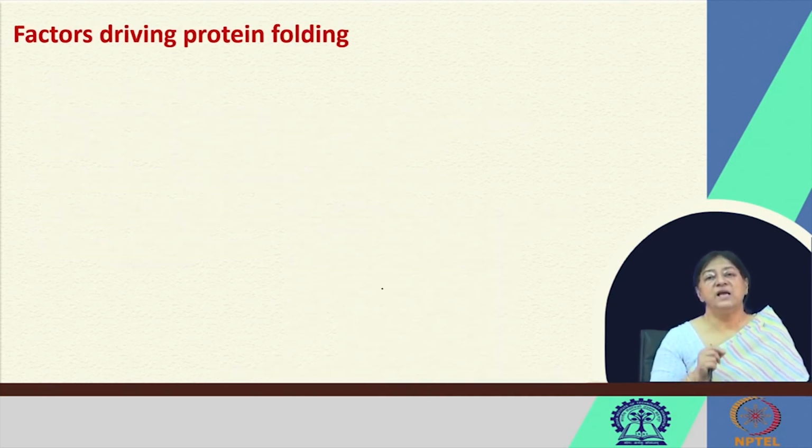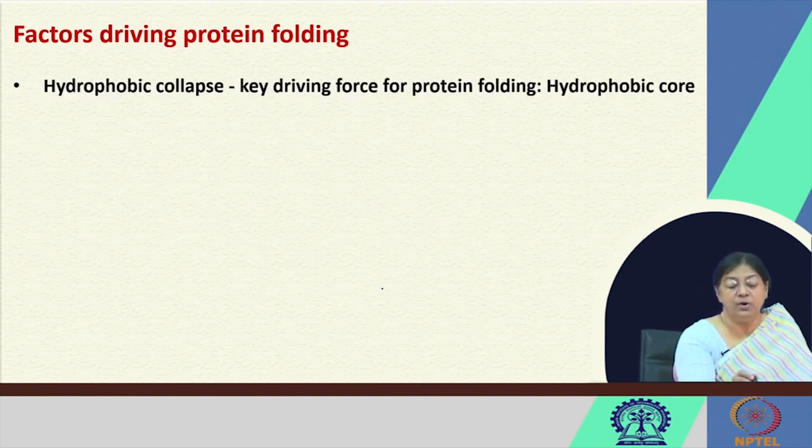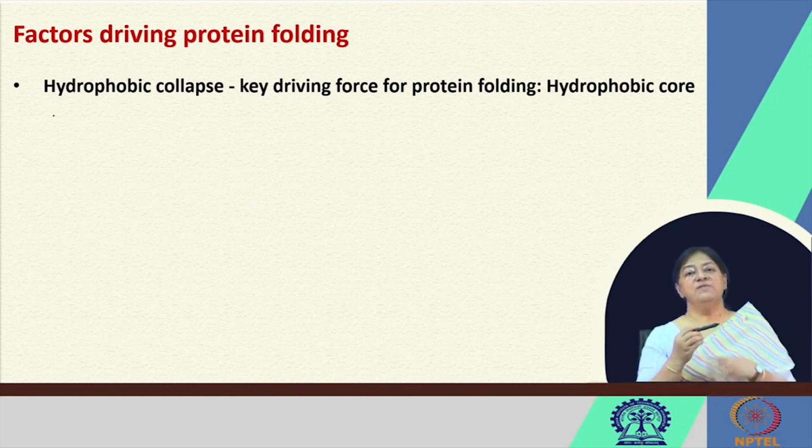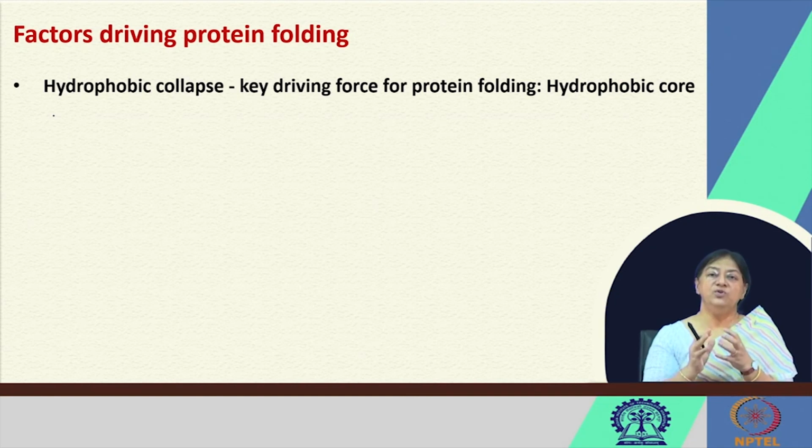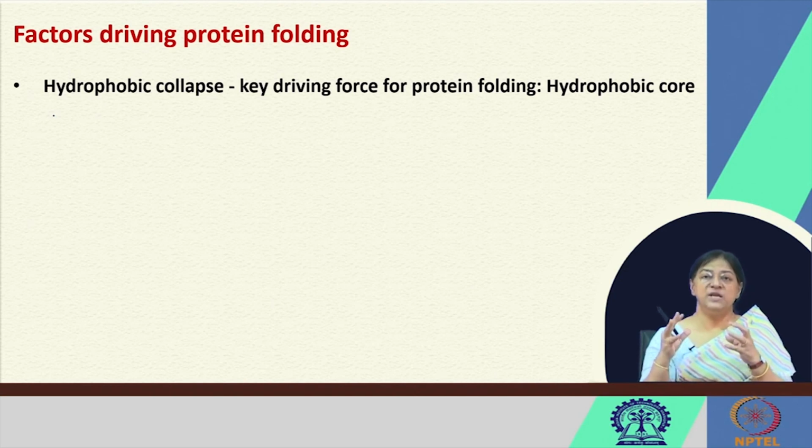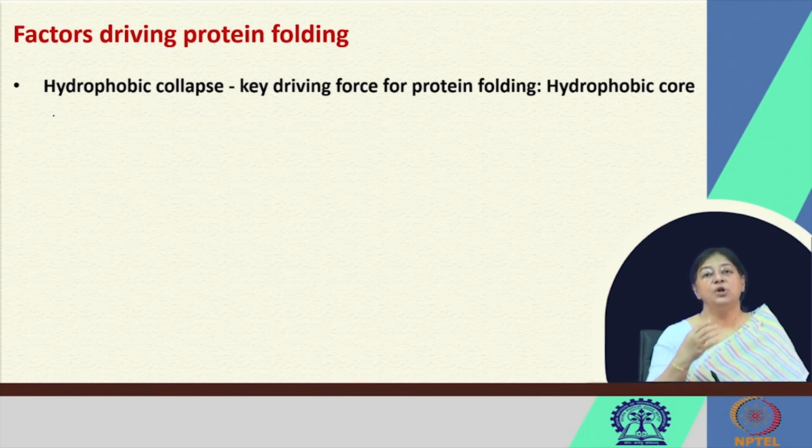So, what are the factors that actually drive this protein folding? Hydrophobic collapse. What does this mean? When we have a globular protein, we understood that the hydrophobic amino acid residues would likely be occupying the central part of the protein. We call this a hydrophobic collapse, where the hydrophobic residues would tend to very quickly come away from the surface of the globular protein so that they interact with other hydrophobic residues within the core of the protein.